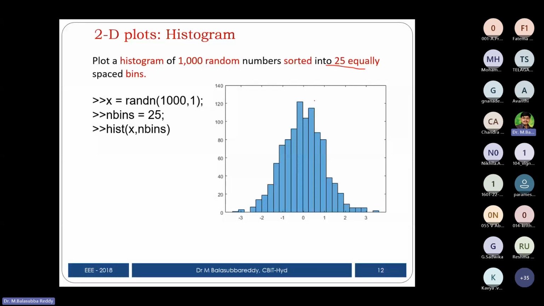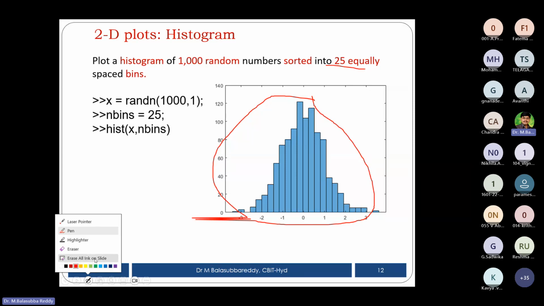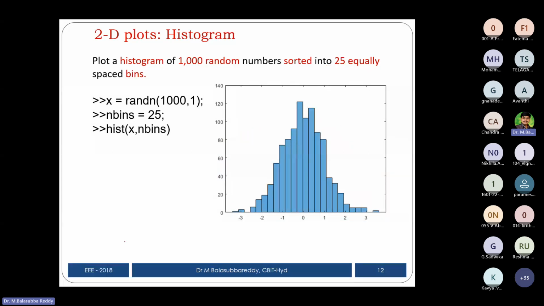So now we can observe what this plot indicates: whatever data you are generating, 1000 data points, you are dividing the range into 25 bins, which means the total data is considered as 25 partitions, and the nearby values, or what you call the range of the data points, are given to one bin, another bin, like that. We are trying to draw 25 bins.